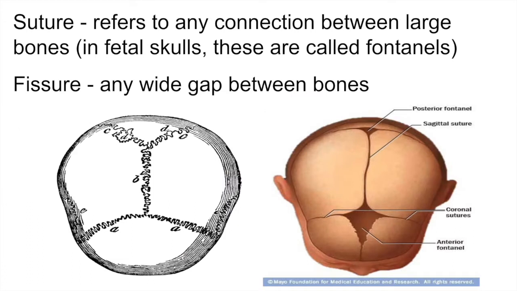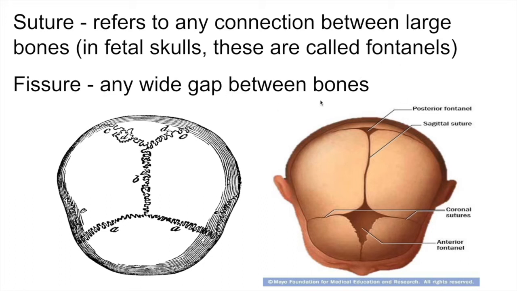I think we got a better view of it. If this is the top of your head, this is the sagittal suture, right down the top of the head. And again, a suture is any connection between large bones, like in skulls. Now, before they're hardened, when you're a fetus or especially a young baby, a newborn, you have some gaps between those bones, and those are called fontanelles.